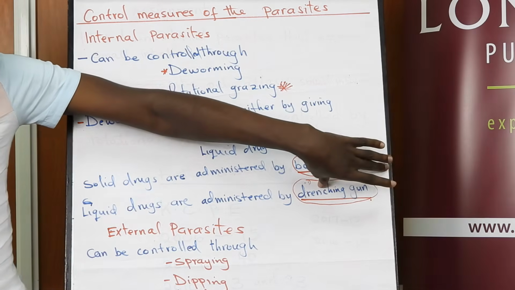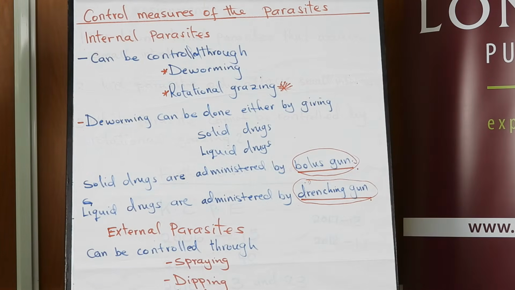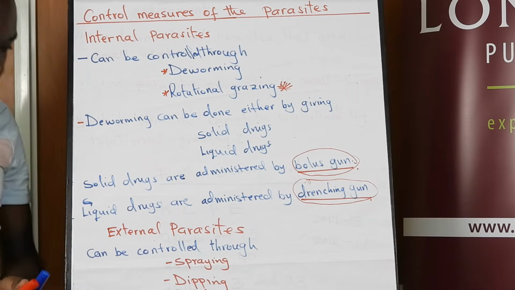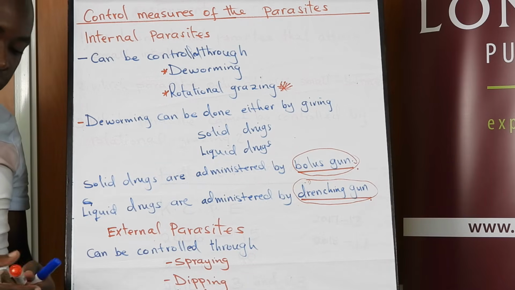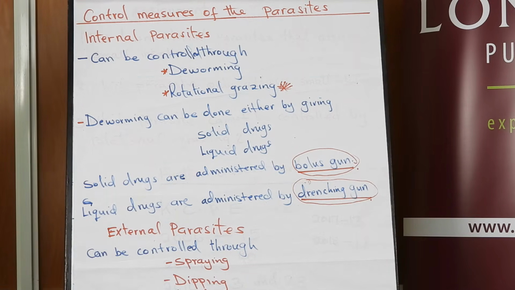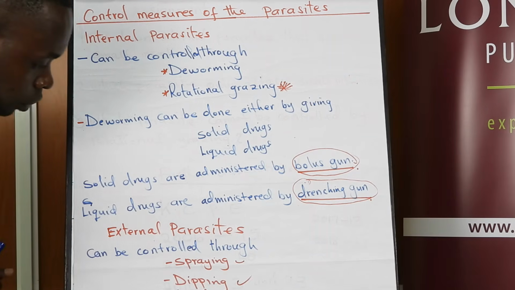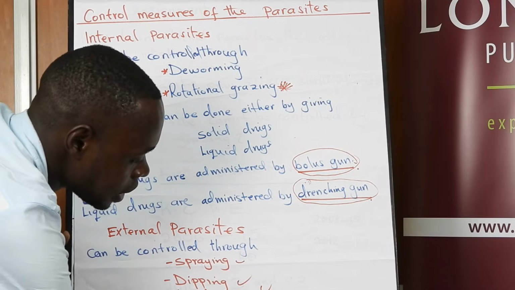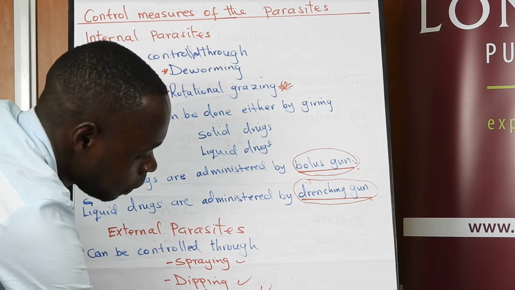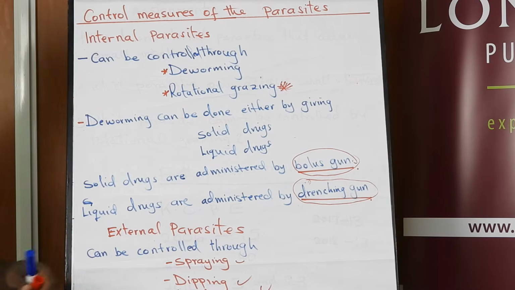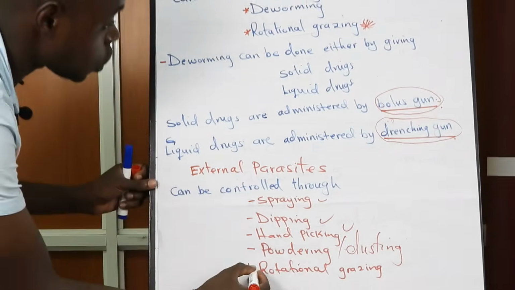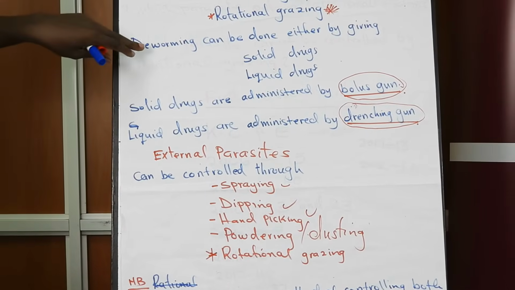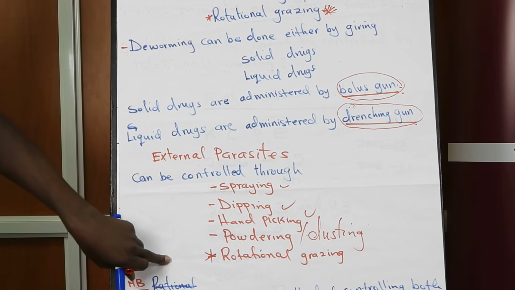Then the external parasites. How can we control the external parasites? We can control the external parasites by either spraying, dipping, hand picking, or powdering, which is also known as dusting. Then we have rotational grazing, which I told you is also a way of controlling both internal and external parasite.